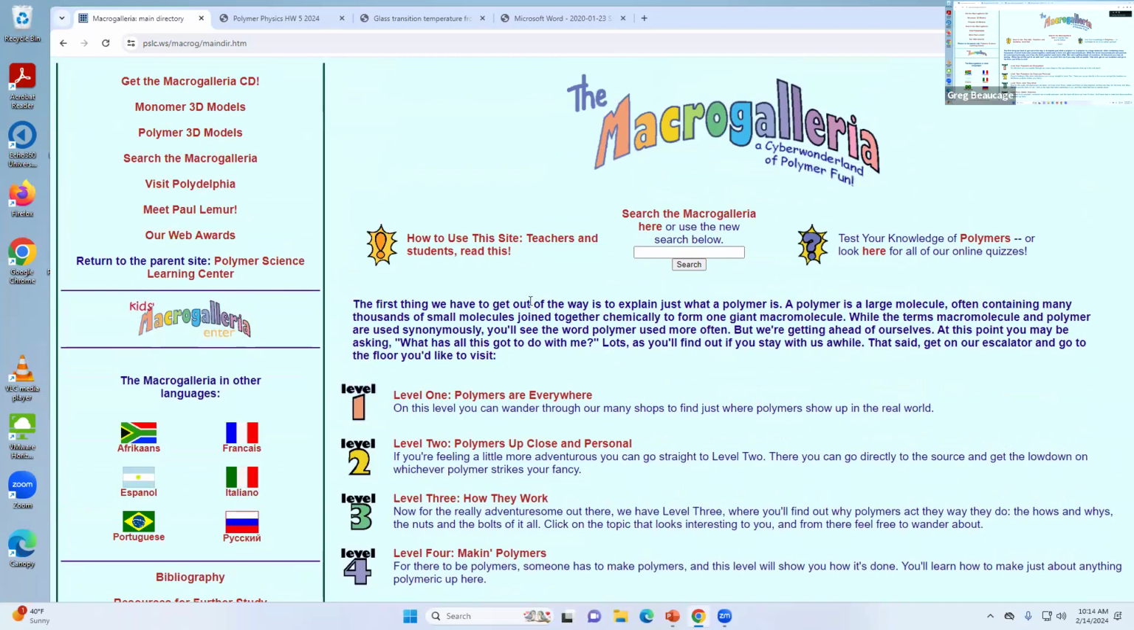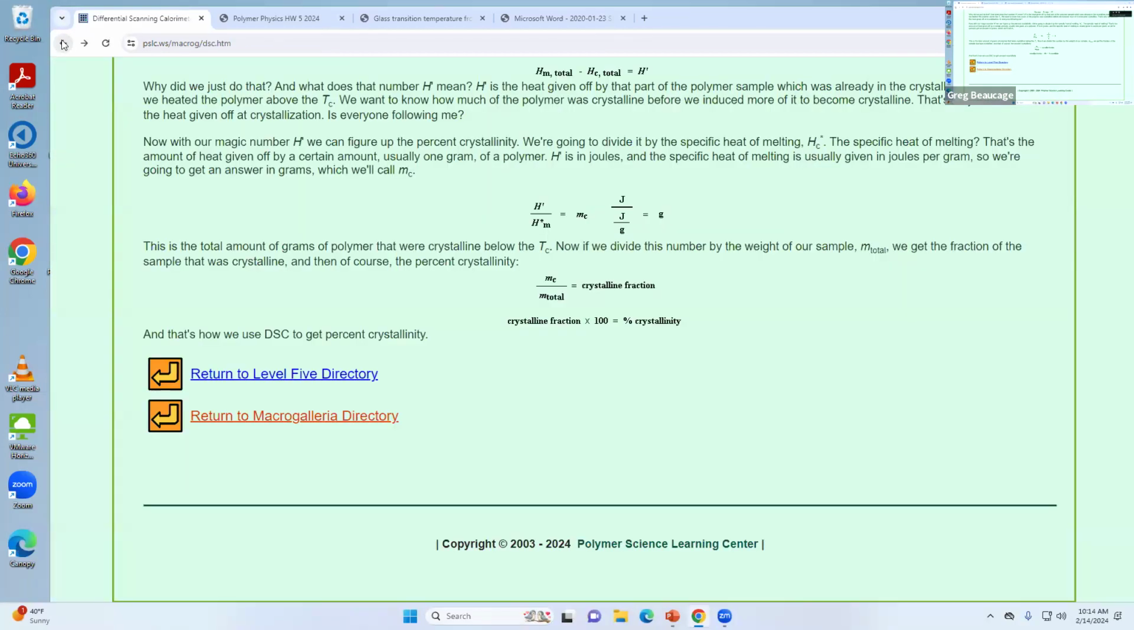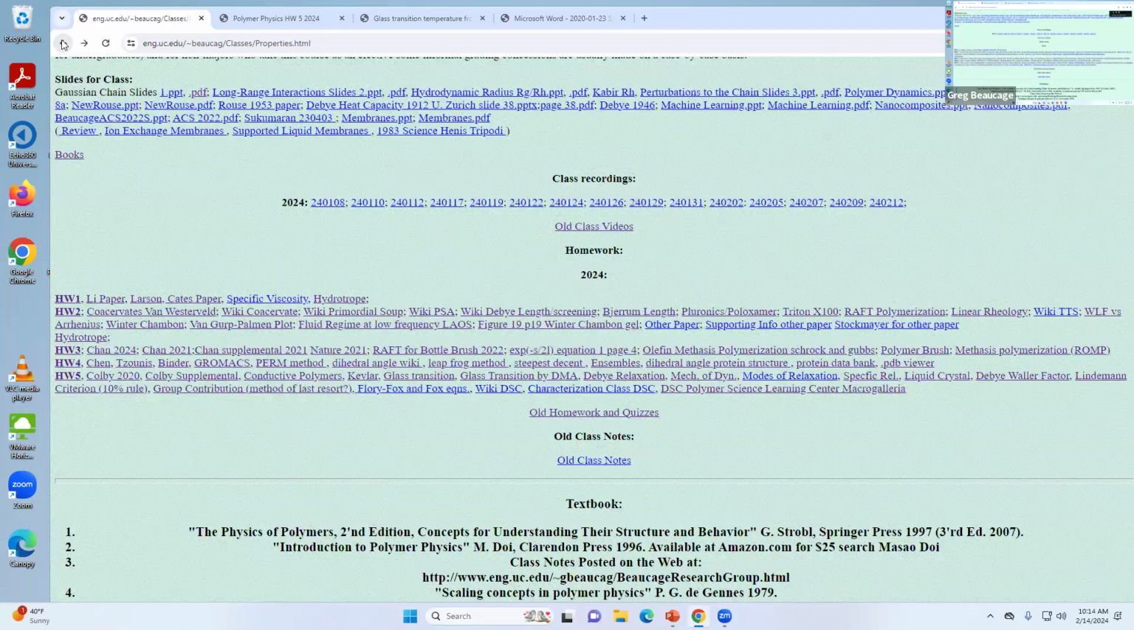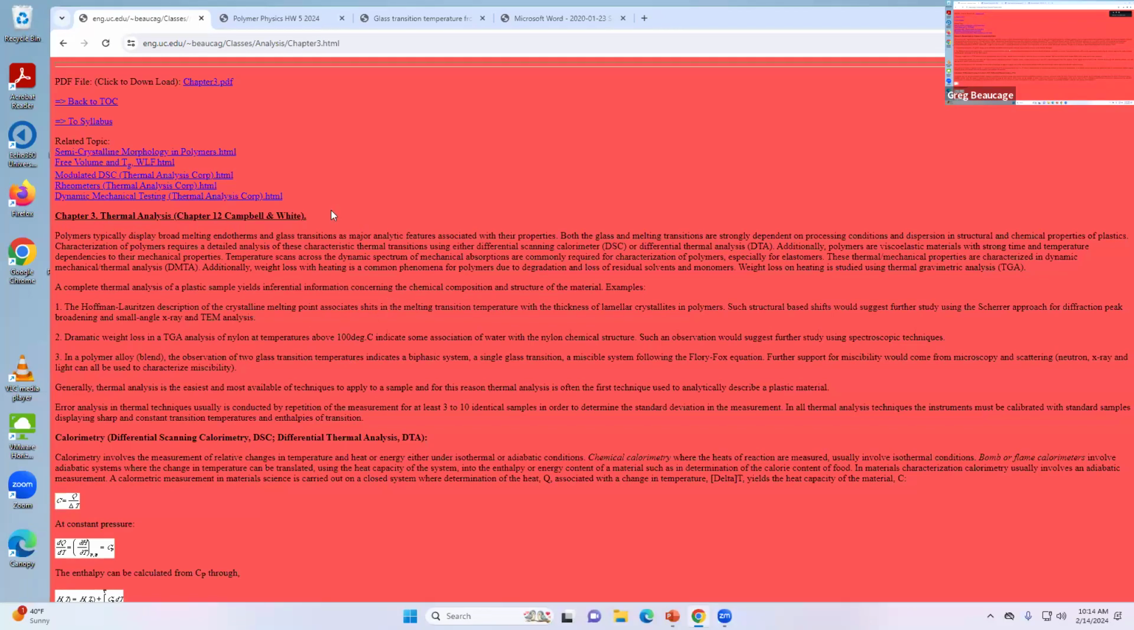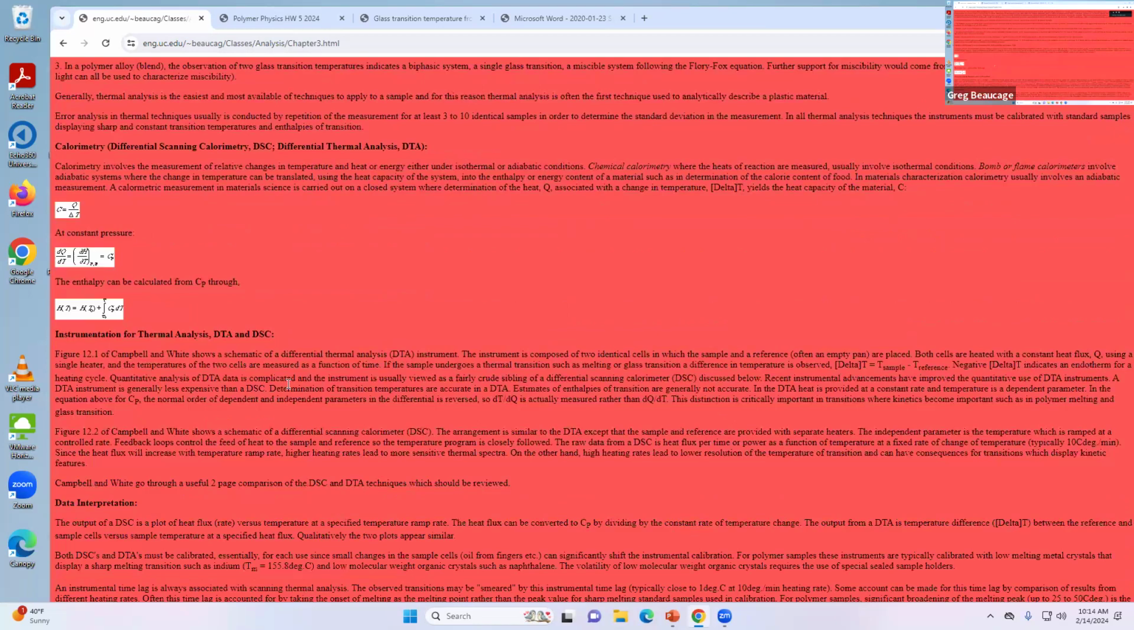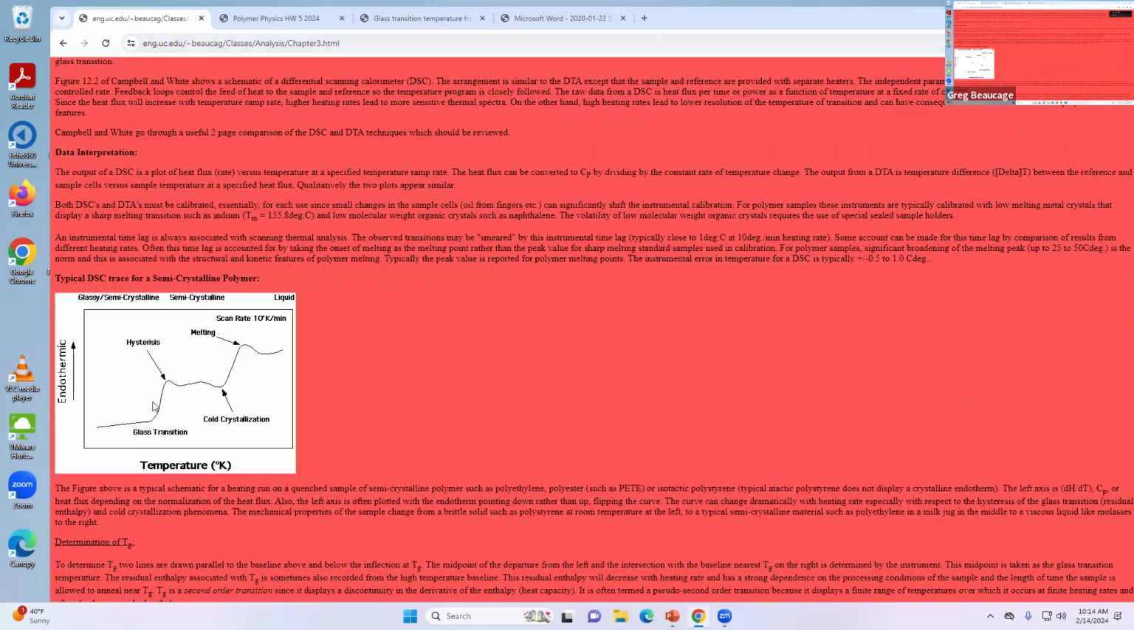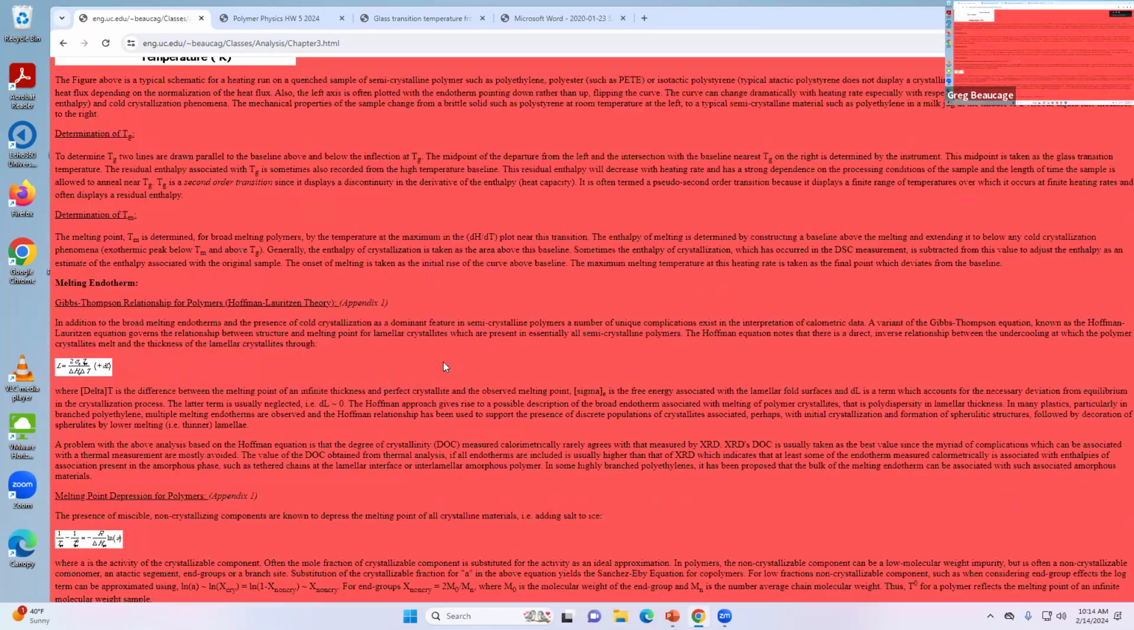It's got a lot of things in it, but the thing on glass transition is pretty good on the DSC. And then this thing is from my webpage. I used to teach a class called characterization, so it's got stuff about the DSC in it, and kind of what a DSC curve would look like.